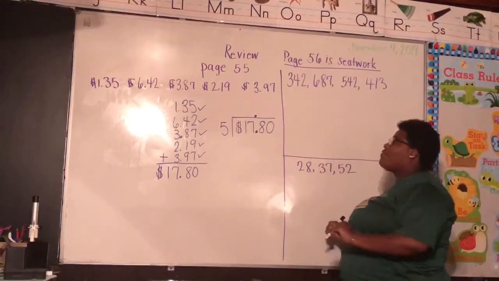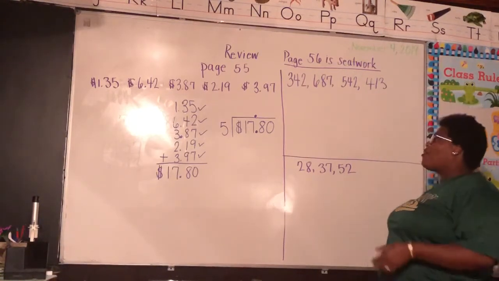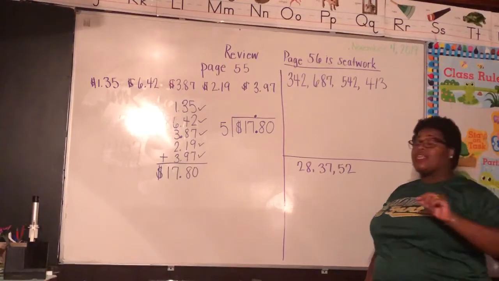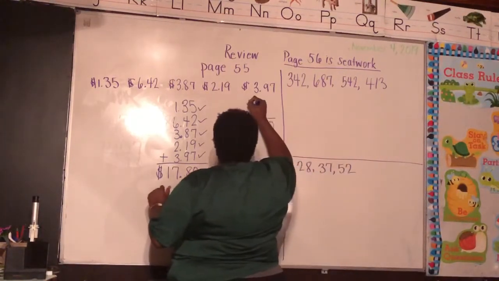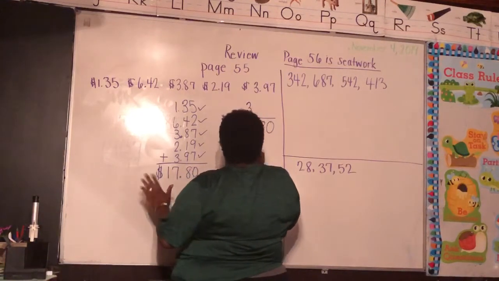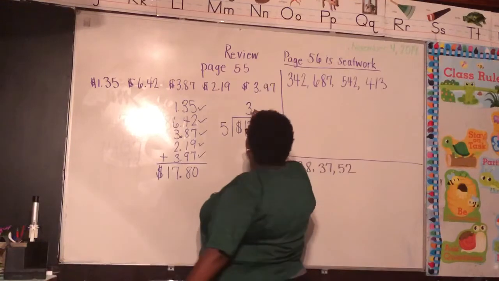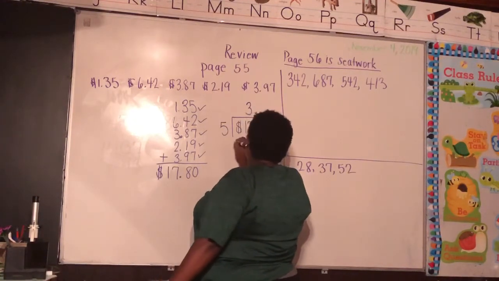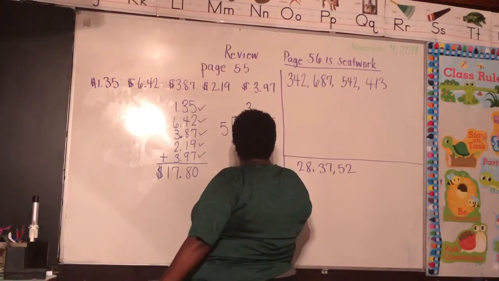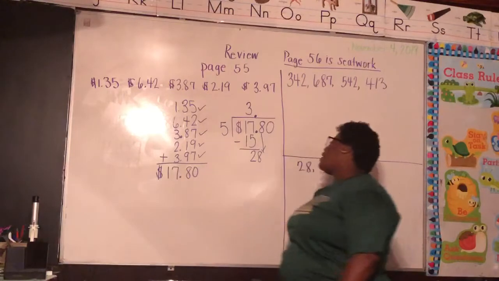So now, can 5 go into 1? No. Can 5 go into 17? Yes. It can go into 17 3 times. Why? Because 3 times 5 is 15. If I said 4, it would be 20 and it would go over. So 3 times 5 is 15. I put my 15 down, I subtract like I would normally do, and I still bring down like normal, which will give me 28 now.